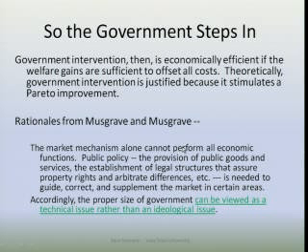In welfare economics, there's a role for government to improve the market because the market fails, or it disserves us, or it underserves us in certain cases. So we get government intervention because it's economically efficient, and when we can demonstrate that the welfare gains are sufficient to offset all the costs. Theoretically, government interventions are justified because they stimulate a Pareto improvement.